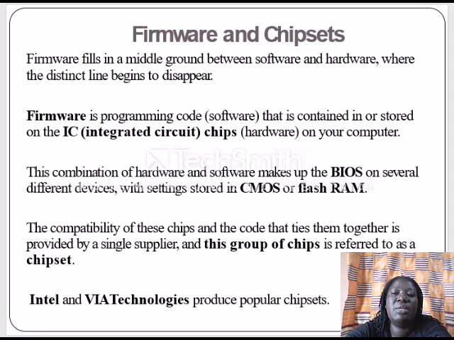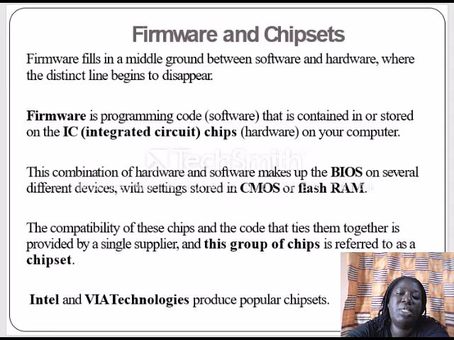The firmware and the chipsets. Firmware falls in a middle ground between the software and the hardware. So the firmware is between the software and the hardware, where the distinct line begins to disappear. The firmware is program code software stored on the IC chips on your computer hardware. The combination of the firmware and software makes up the BIOS on several different devices, with settings stored in the chip modes or the flash RAM.